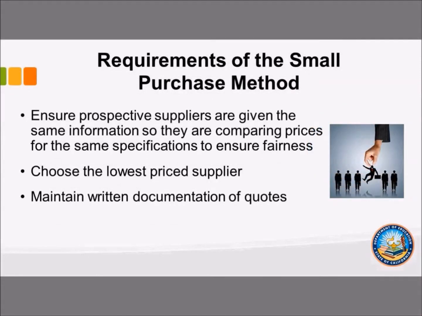What else are agencies required to do when following the small purchase method? Agencies must ensure that the specifications they provide to prospective vendors are the same. This ensures they are comparing apples to apples and are conducting business in a fair and equitable manner. They should choose the vendor with the lowest price and keep all procurement records as documentation for administrative reviews, or ARs.